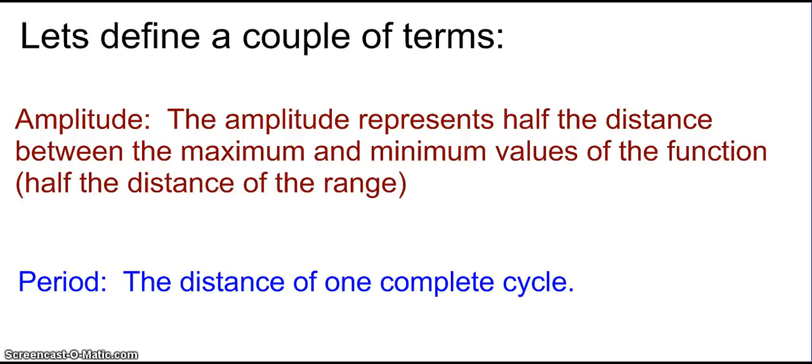So amplitude. Amplitude represents half the distance between the maximum and minimum value of the function. Another way to think about that is half the distance of the range. An important thing to note is that it is a distance, therefore it has to be what? It has to be positive. Very good. The period is the distance of one complete cycle. Again, important to note that it is a distance. So the standard period for sine and cosine is 2 pi, but that can change.